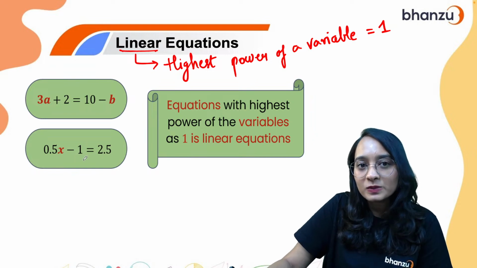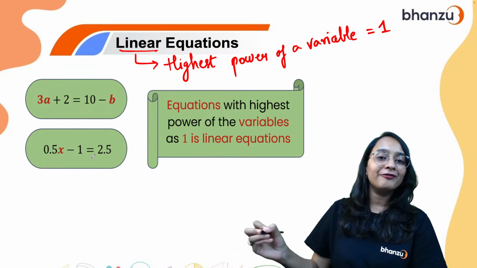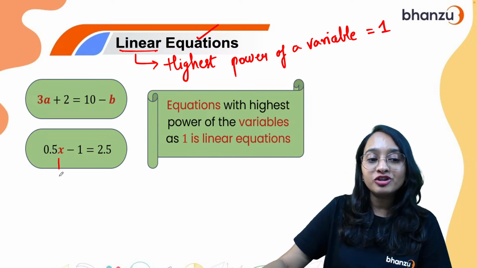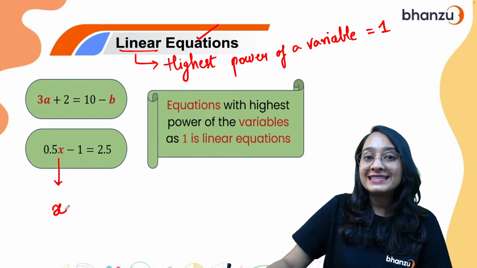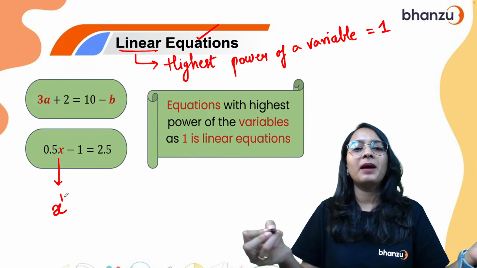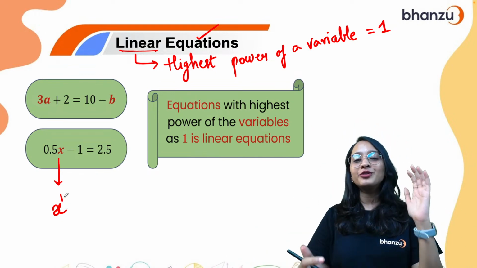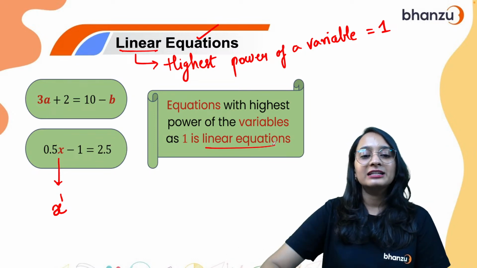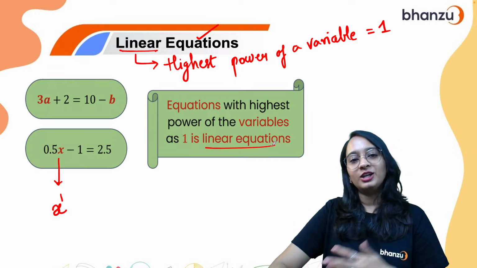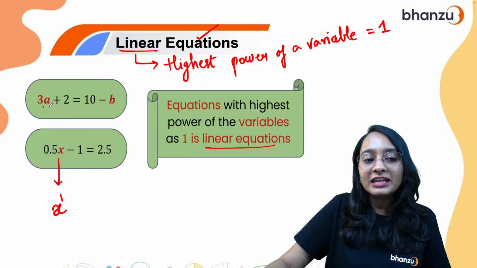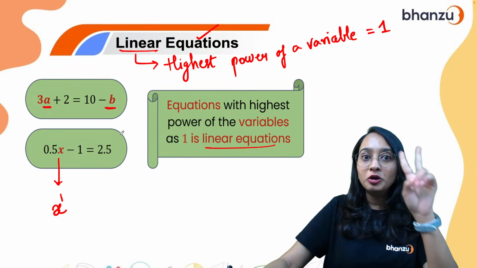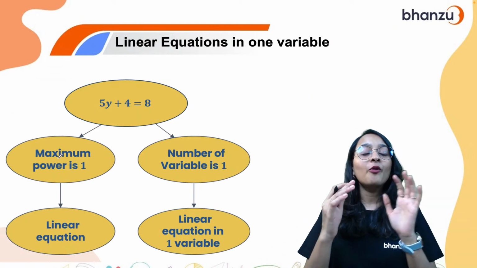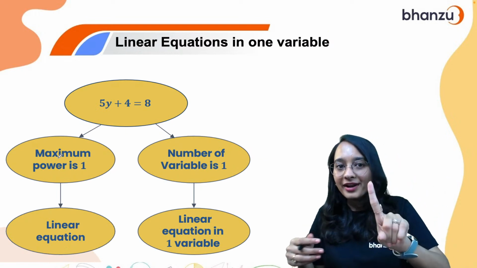So when you notice an equation here, 0.5x minus 1 equals to 2.5. It is an equation, but is it linear? For that we need to check the variable. It's x, matlab x to the power 1. So the highest power of the variable in this equation is 1. That is the reason it is called as linear equation. Now how many variables do you see here? You have two variables here. Here you only have one variable, right? So what is linear equation in one variable?